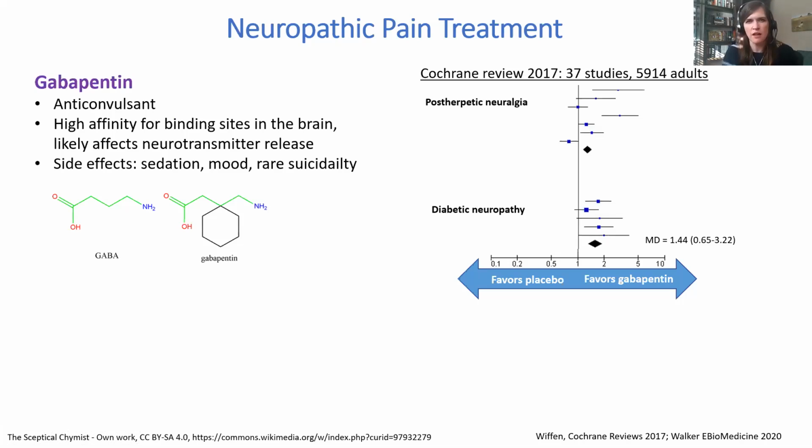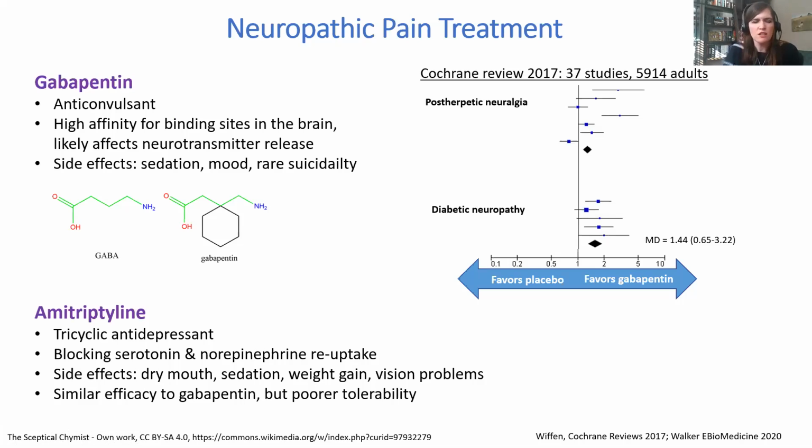There's not a lot of evidence for its use in children. However, given that it's safe and well tolerated, it's quite commonly used for kids with neuropathic pain. Amitriptyline is our second line medication. This is a tricyclic antidepressant, which acts by blocking serotonin and norepinephrine reuptake. It has a number of side effects, including dry mouth, sedation, weight gain, and vision problems. It's much more poorly tolerated than gabapentin, although it has similar efficacy for pain relief. For this reason, amitriptyline is a second line option.